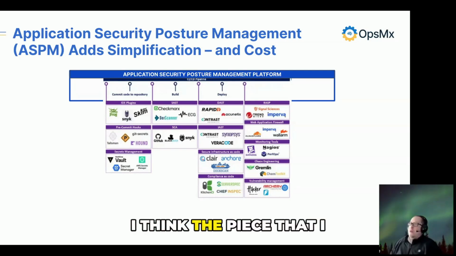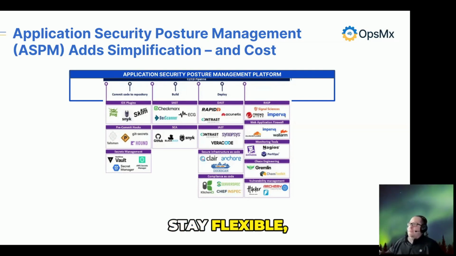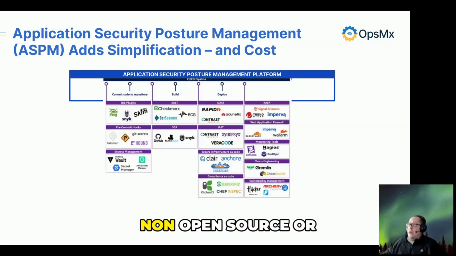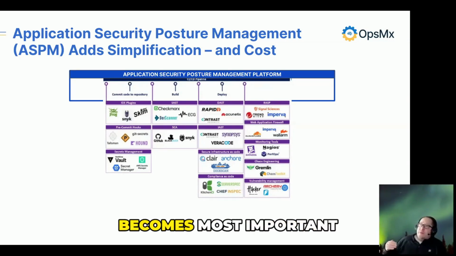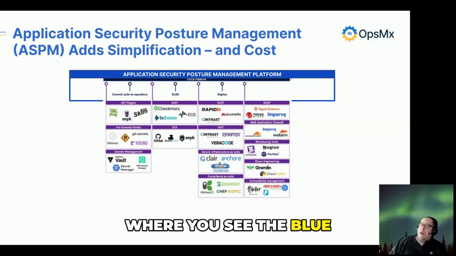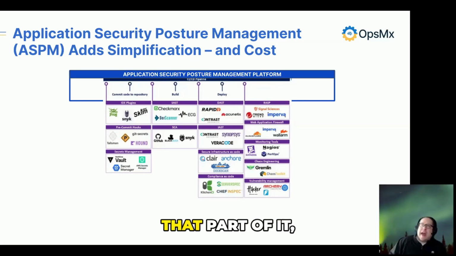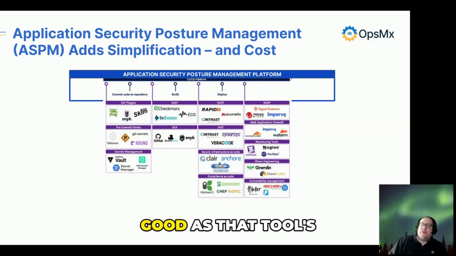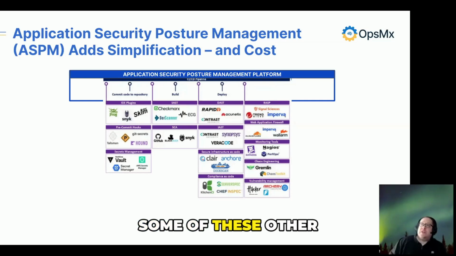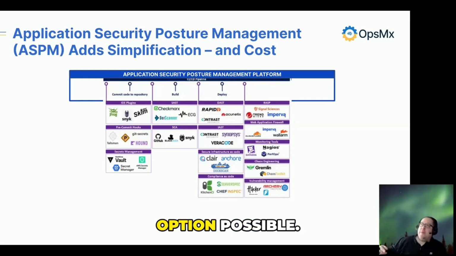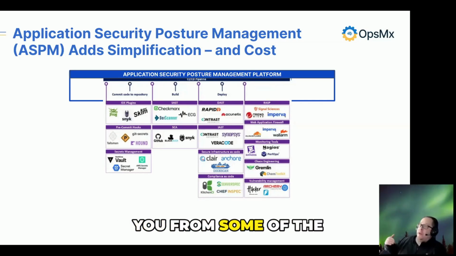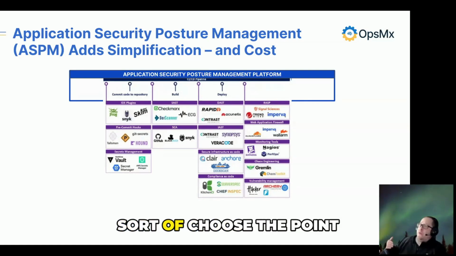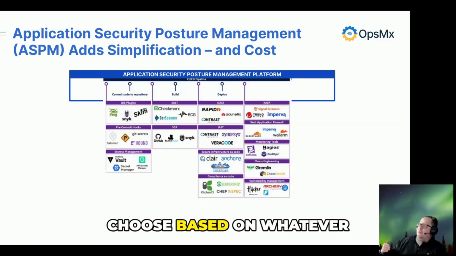So again, the piece I like to mention here is stay flexible, make sure you're getting the best tool for the job. Ignore whether it's open source or commercial, and focus on the features and functions. But I think that becomes most important at the top, where you see the blue application security posture management platform. That part is only going to be as good as that tool's ability to plug into some of these other options, right? So you want to make sure you're going with the most flexible option possible. You want to make sure you're not locking yourself into something that essentially gates you from some of the innovation, or from being able to choose the point tools that you need based on whatever industry you're in.